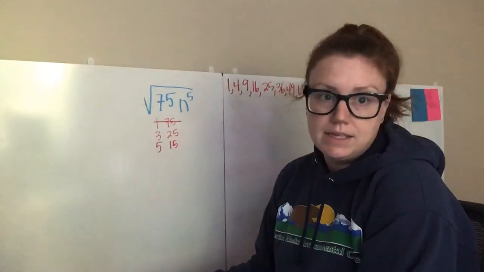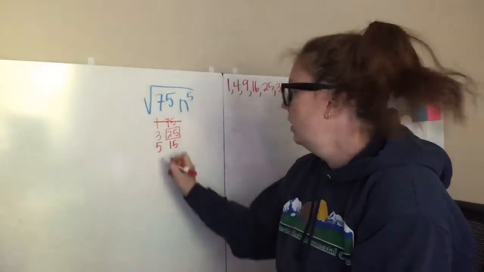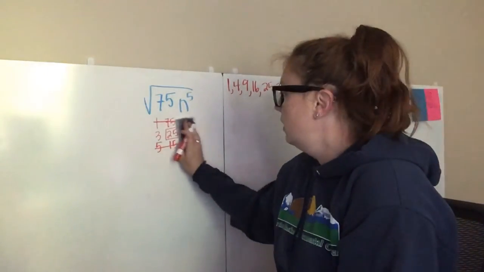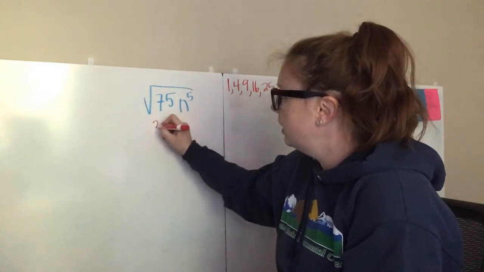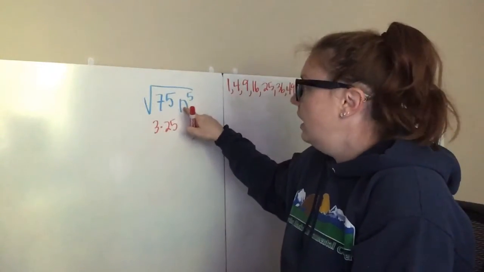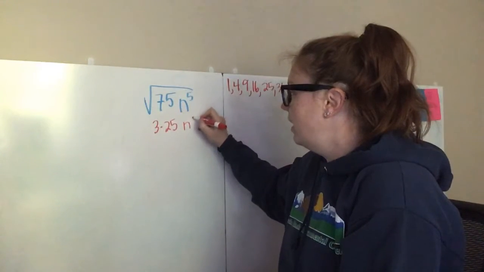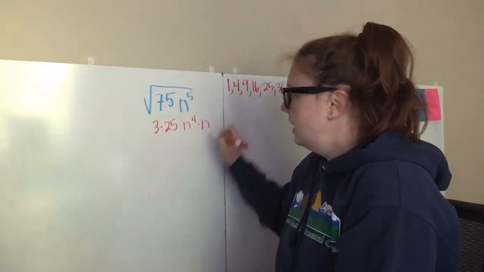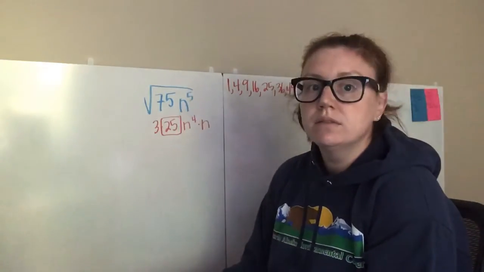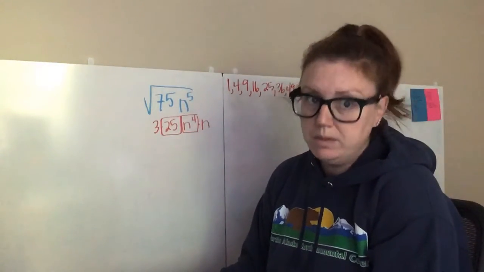No perfect squares in that set. I have a perfect square right here. And nothing in there. So my factors that I'm going to use are 3 and 25. So 3 times 25 is 75. And n to the 5th, that's an odd exponent. So I'm going to take 1 away. So I'm going to have n to the 4th times n. And 25 is a perfect square. And n to the 4th is a perfect square because it's even. Even exponents are the perfect squares.